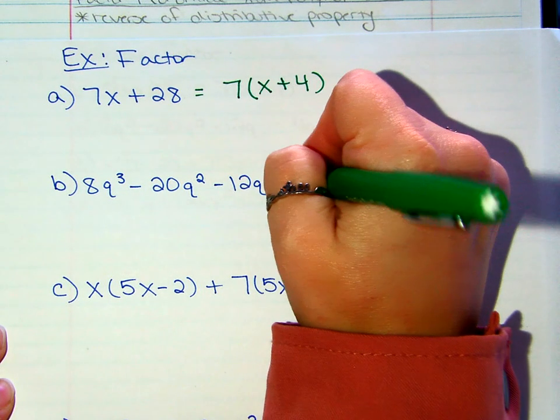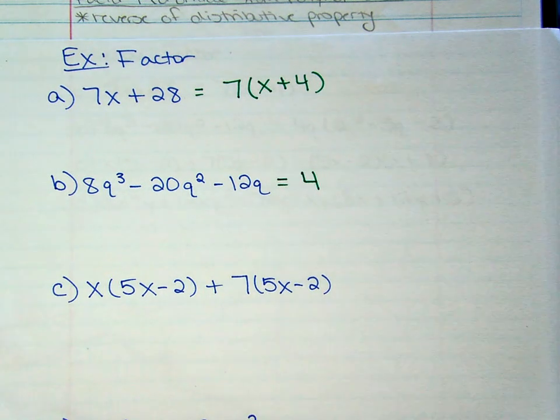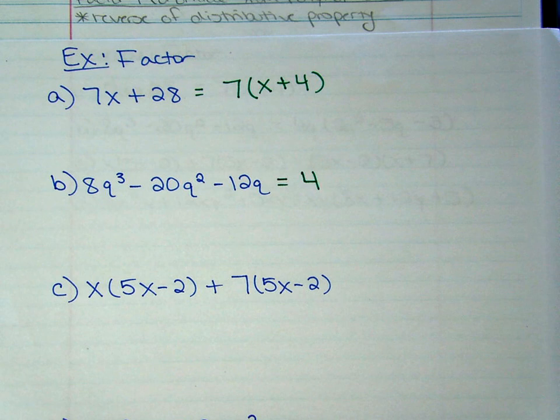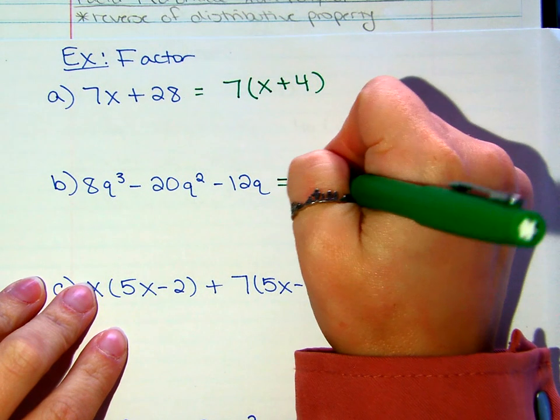Now, before I put my parentheses and do the rest of it, I'm going to consider my variables. I have a q to the third, a q squared, and a q. So they do all have the same variable. They all have a q. So what is the biggest amount of q I can pull out? Just the 1, because that's the only thing they will all share.